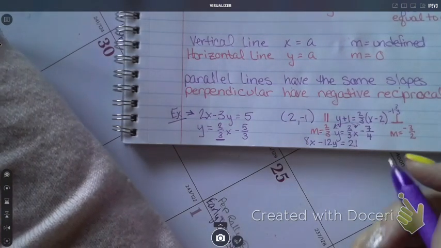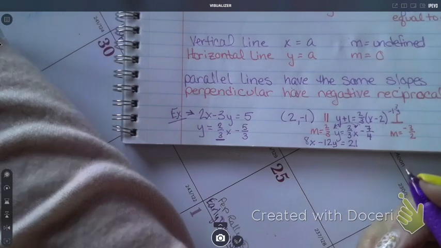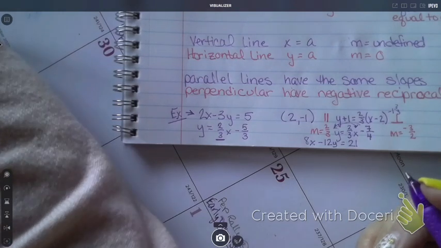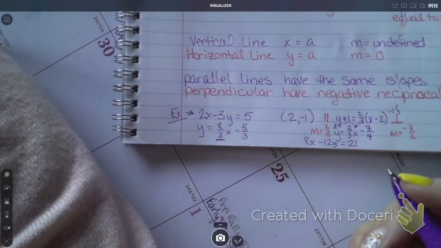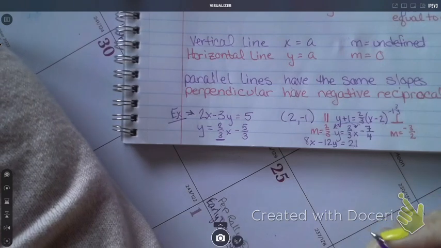Okay, so the rule of thumb is that however they give it to you, that's how you have to write your answer, unless it specifically says slope-intercept form or some other form. Okay?